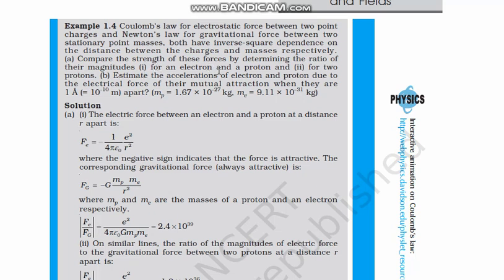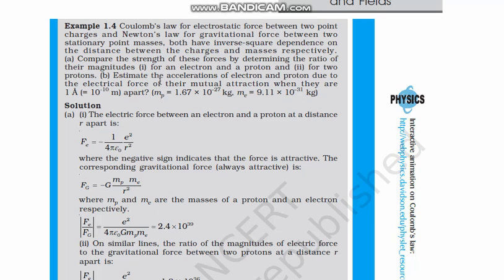Now there are three cases given. In the first case, the first particle is an electron and the other particle is a proton. In the second, two protons, both particles are protons. So one particle is an electron and another is a proton. That means the condition of an atom. In a very simple atom, the hydrogen atom, the proton is there and the electron is revolving around it.